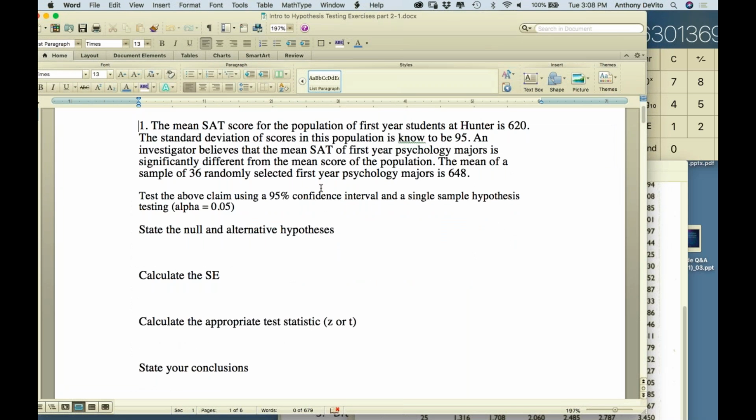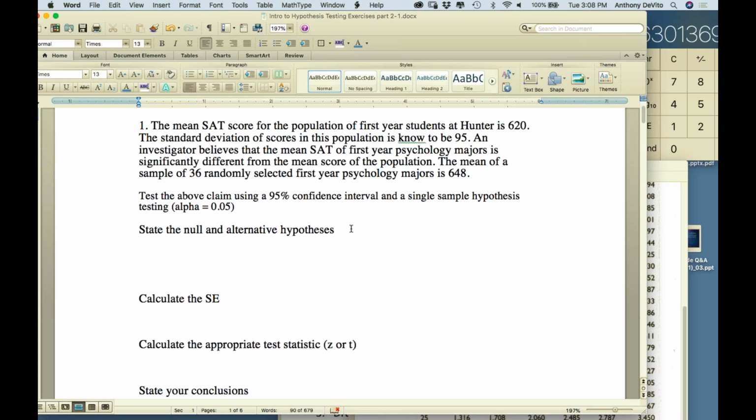Okay, we're going to do an example. The mean SAT score for a population of first-year students at Hunter is 620. The standard deviation of scores in this population is known to be 95. We know sigma. An investigator believes that the mean SAT score of first-year psychology majors is significantly different from the mean score of the population. The mean of a sample of 36 randomly selected first-year psych majors is 648. State the null and alternative hypotheses.